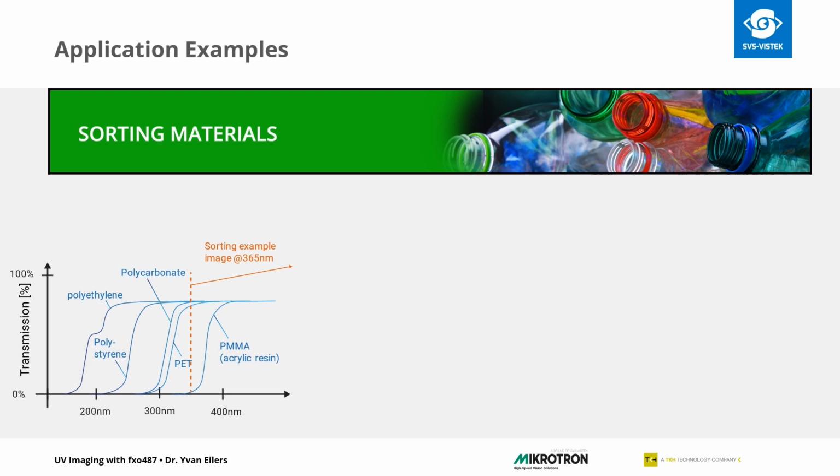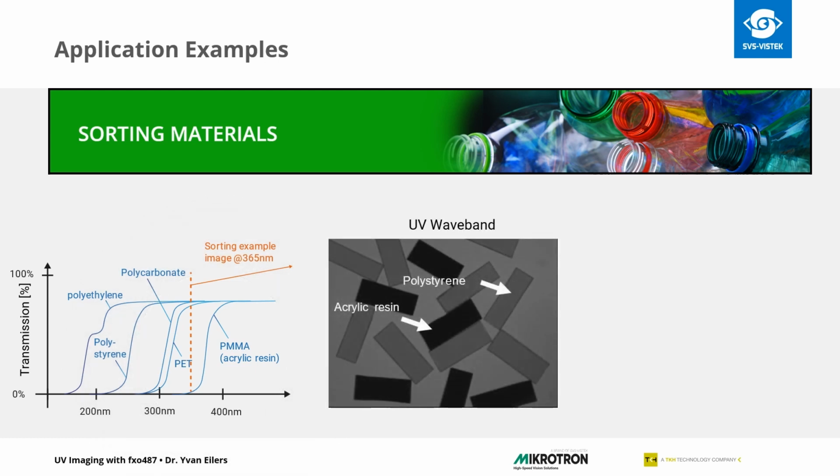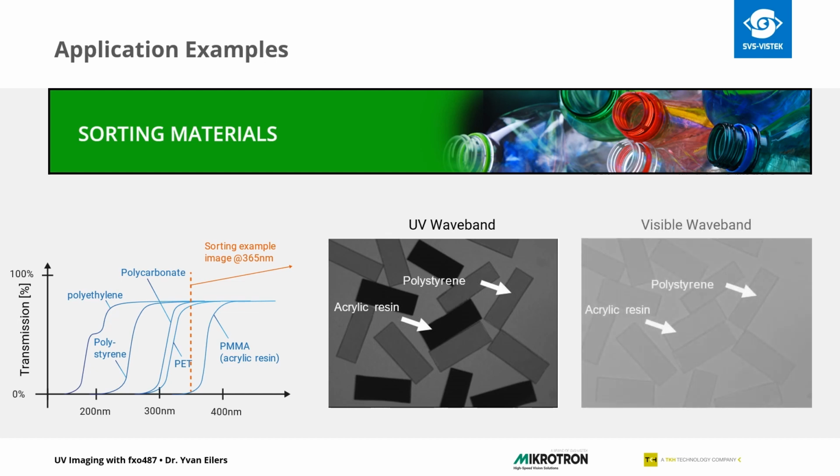An example is the sorting of different plastics. In this graph, you can see the transmission spectra of different plastics. As you can see, PMMA absorbs light in the UV range. So if we use an illumination wavelength of 365 nanometer, PMMA will absorb light strongly, while other plastics such as polystyrene will not. As you can see in this UV camera image taken at 365 nanometer, we can clearly distinguish PMMA from polystyrene. In the visible waveband range, this separation would not be feasible.